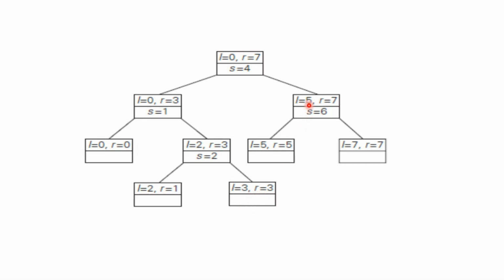So coming to this case where L is equal to 5 and R is equal to 7, we have solved this problem where we obtain the partition at S is equal to 6. Now the left subarray will have L is equal to 5 and R is equal to S minus 1, that is 5. Now both L and R are equal, that means there is only one element, so I do not have to call the quicksort function. Coming to the right subarray, L is equal to S plus 1, so 7, and R is also equal to 7, one element once again, I do not have to call the quicksort.